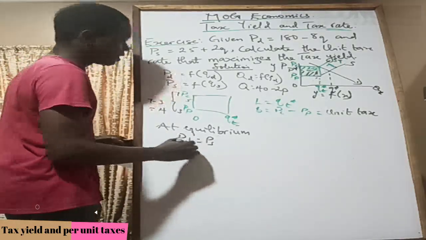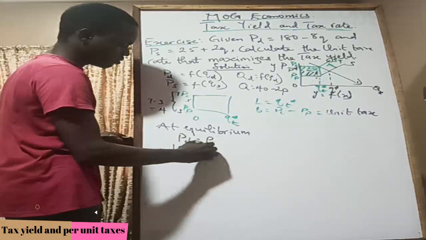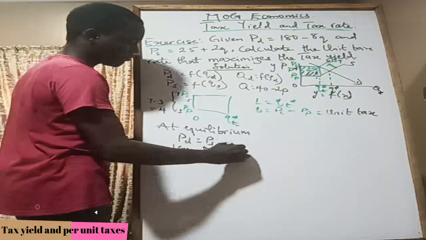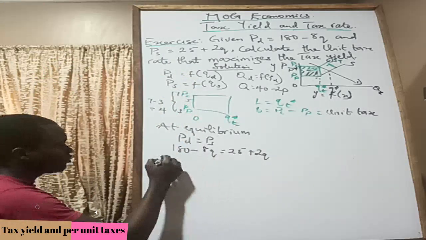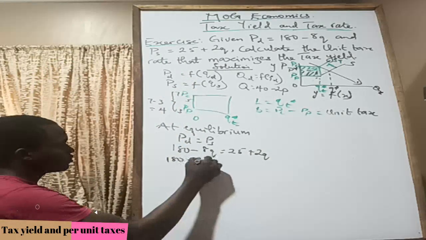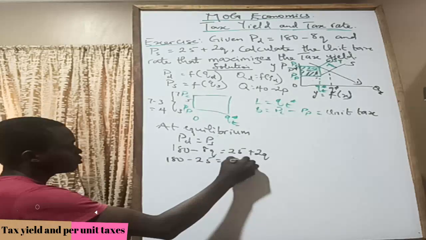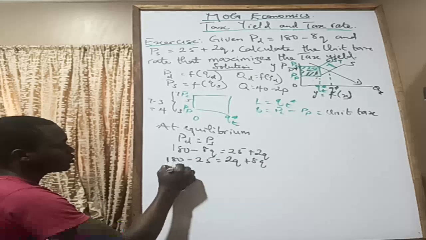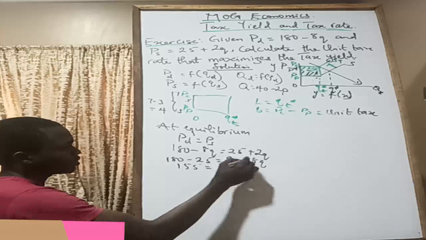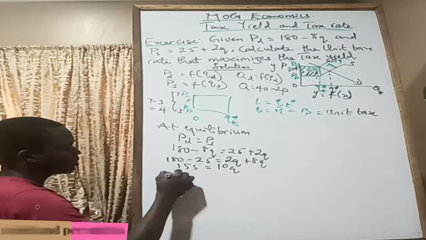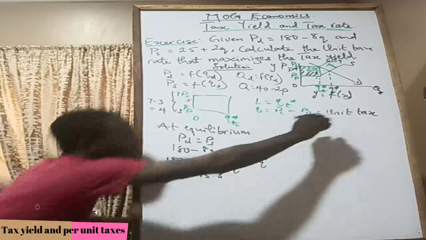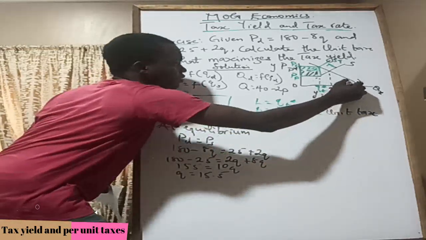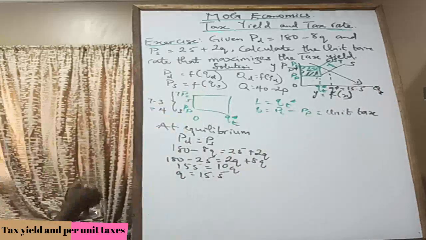So you have 180 minus 8Q equals 25 plus 2Q. From here we have 180 minus 25 equals 2Q plus 8Q. So this is 155 equals 10Q, and then Q equals 15.5. So before the tax, what we had was 15.5.